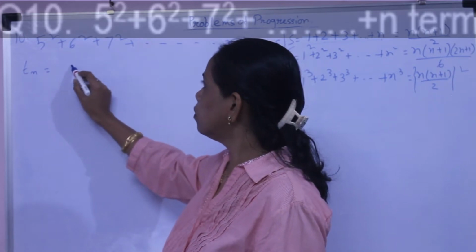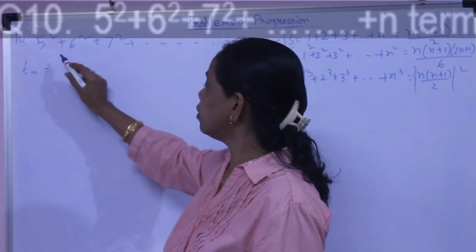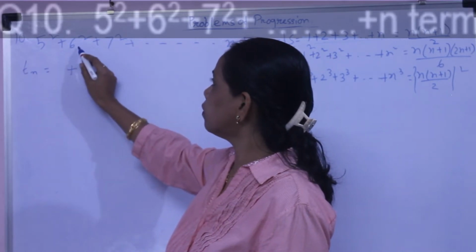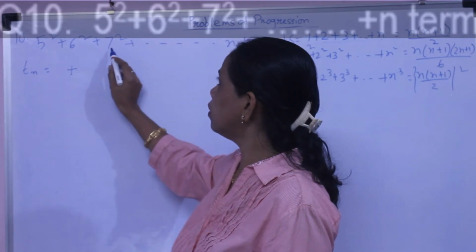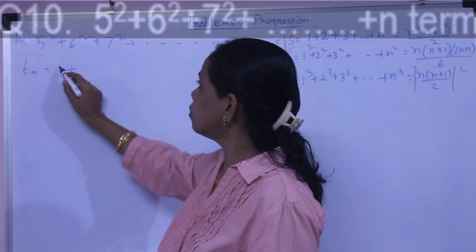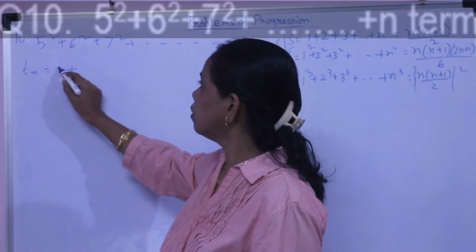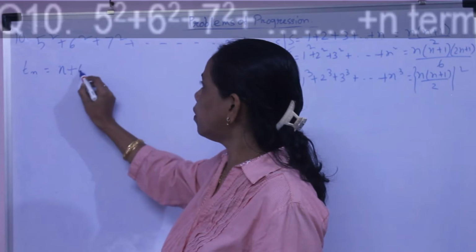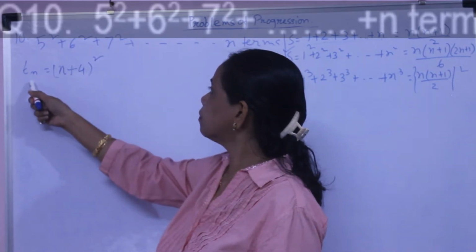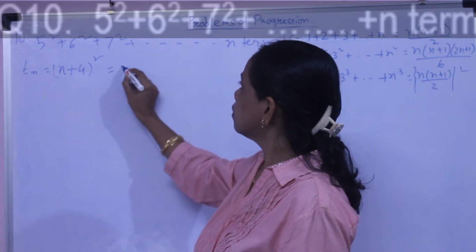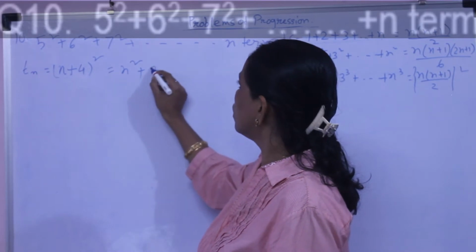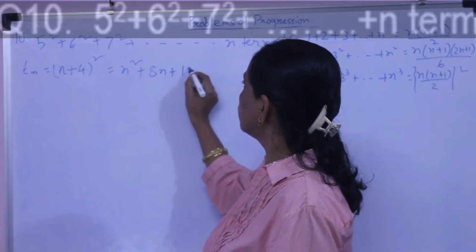If I put 1 plus 4, we get 5. 2 plus 4, we get 6. 3 plus 4, we get 7, the third term. So if I put n plus 4 here, we get the Tn, that is n square plus 8n plus 16.